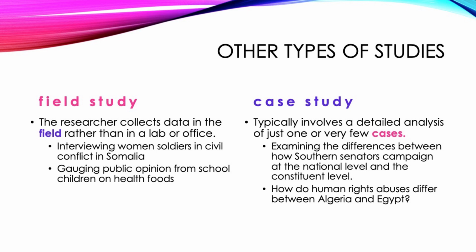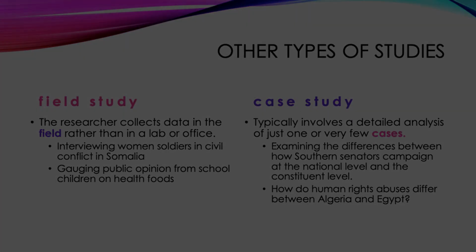So an example of a case study, you might be examining the difference between how Southern senators campaign at the national level and the constituent level. And the defining characteristic here is that we're dealing with a very small section of observations, but it's a very highly detailed analysis. Often it's one that's very qualitative in nature. Another example might be, how do human rights abuses differ between Algeria and Egypt? You're doing a very detailed analysis between a few, maybe 2 or just a few cases.